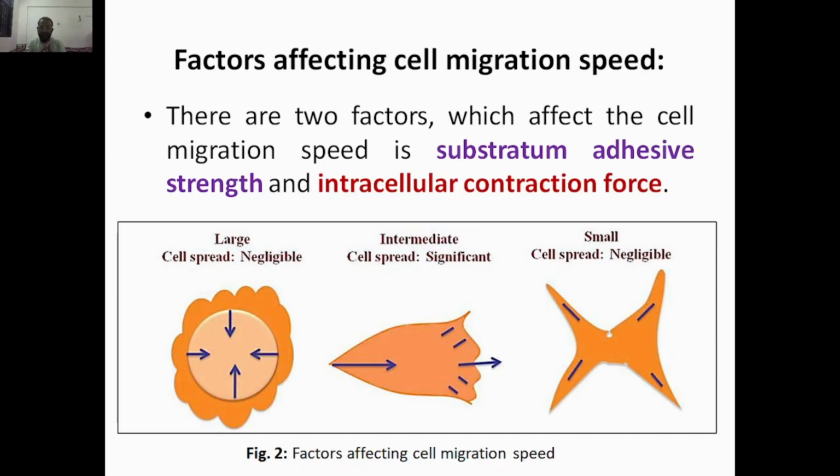Whereas the second thing, what happens? Intermediate, both are the same, both are equal, both are not too high, so the proper movement is there, that is called intermediate cell spread. Whereas the third case, small cell spread, because here the adhesive strength is high and contraction force is low, that's why the uneven movement of cells or migration of cells. So these are the factors affecting the cell migration.